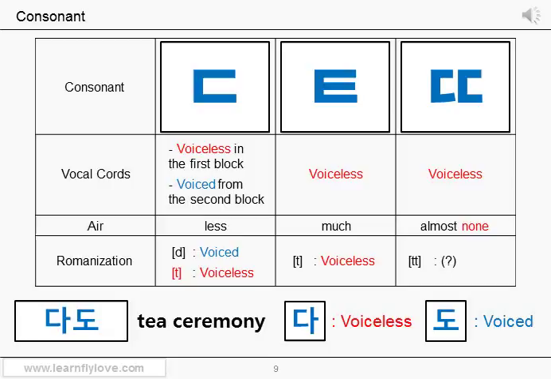Okay? I'll pronounce it again three times with three different sounds. Tell me which one is correct. 다도, 다도, and 타도, 타도, and 따도, 따도. Again, 다도, and 타도, and 따도.